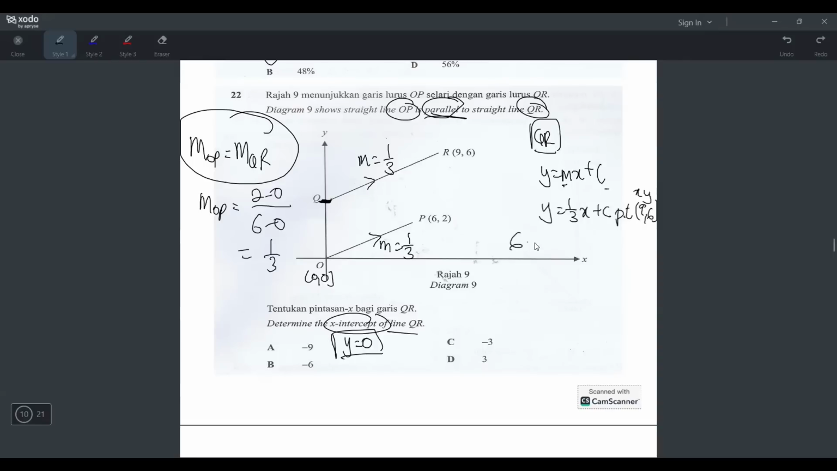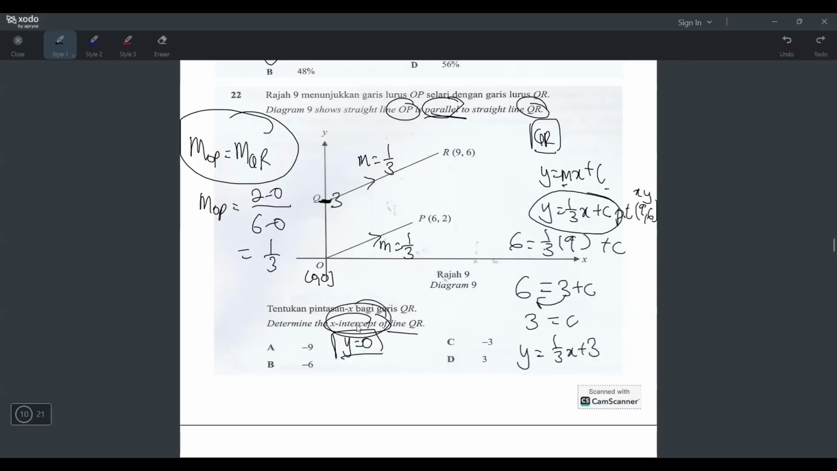So the y is 6, so 6 equals 1/3 bracket plus c, and the x is 9. Now you can find your c. So 6 equals 9 divided by 3 is 3 plus c, so your c will be 6 minus 3, which is 3. It means this is 3. But don't go and circle D, don't think you're done. No, they asked to find the x-intercept, not the y-intercept. So what I need to do now is write the 3, look back at this line, and write the full equation first: y equals 1/3 x plus 3.